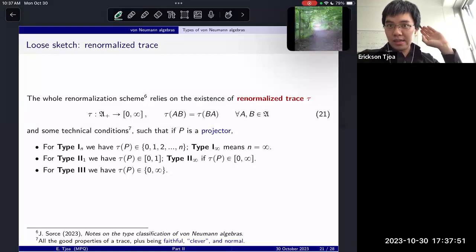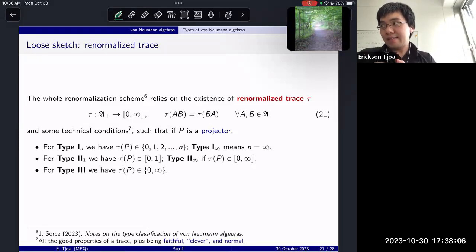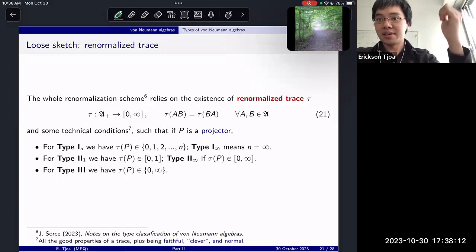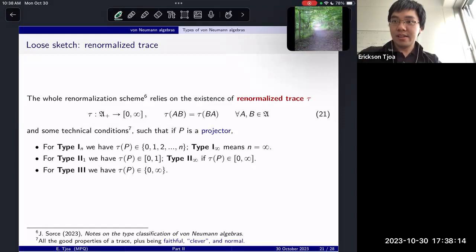So for example, in finite dimensional quantum systems, we have what we call type 1n. So this renormalized trace will take every finite rank projector and will spit out an integer, which is what we expect, right? This thing is just going to evaluate how many non-zero diagonals there are. It is type 1 infinity if at least one of the projectors has infinite rank. And as Peter mentioned, if you take a harmonic oscillator, it has an identity operator that is an infinite rank projector because it has infinitely many diagonals, and it will spit out n equals infinity.